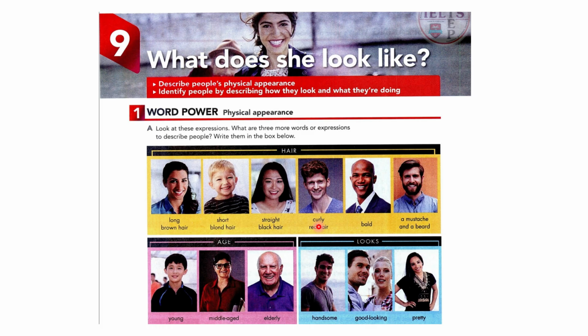If you say it otherwise, like for example, brown long hair, it sounds good to us in Spanish, but it sounds wrong in English. You have to keep the order intact. Long brown, short blonde, straight black, curly red, and then the noun, hair.